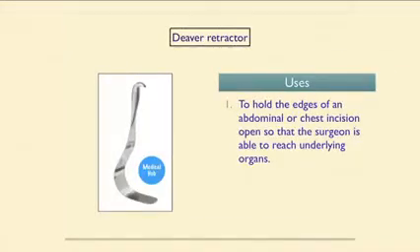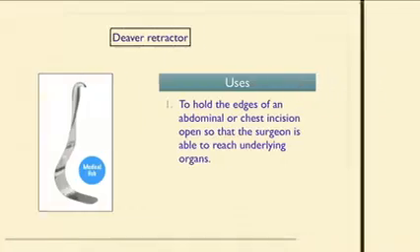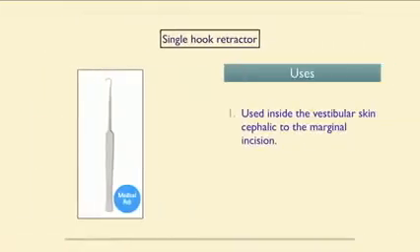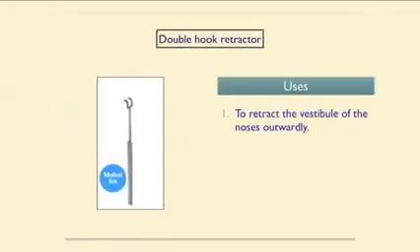Deaver Retractor. It is used to hold the edges of an abdominal or chest incision open so that the surgeon is able to reach underlying organs. Next instrument is Single Hook Retractor. It is used inside the vestibular skin cephali to the marginal incision. Next instrument is Double Hook Retractor. It is used to retract the vestibule of the nose outwardly.